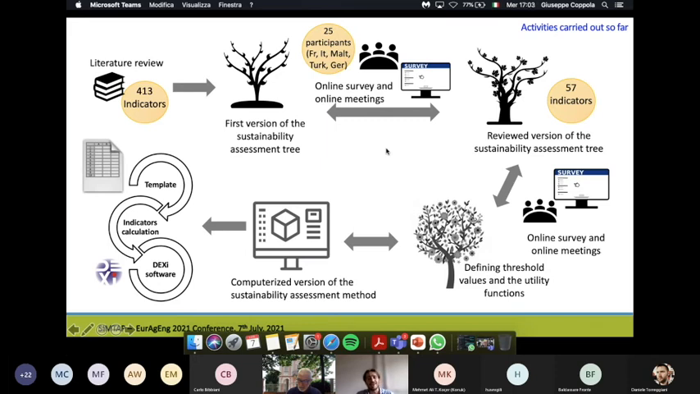Then the threshold values and utility functions, in order to give qualitative scores to input data and aggregate attributes, were defined. And finally, a computerized version of the sustainability assessment method was developed. Basically, we have developed a template that will allow us to collect the inventory data that will either be used directly as input data for the DEXI model, or be processed by other methodologies and then fed to the DEXI software.